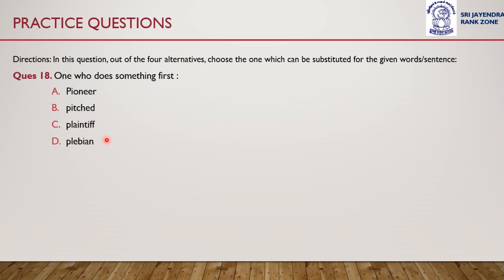Question number 18. Question number 18 is one who does something first. Option A, pioneer, option B, pitched, option C, planted, or option D, plebeian.